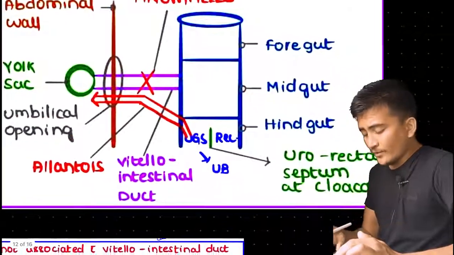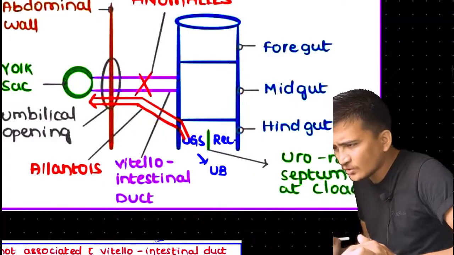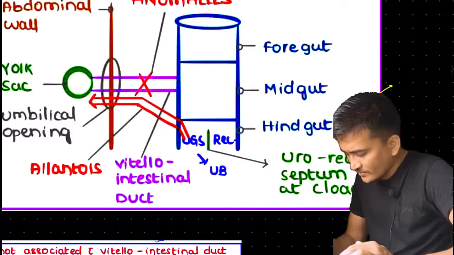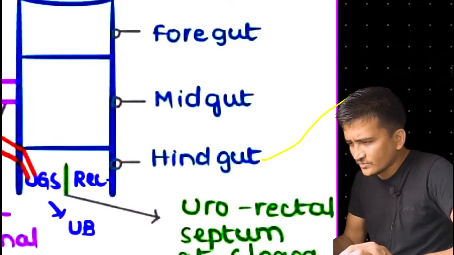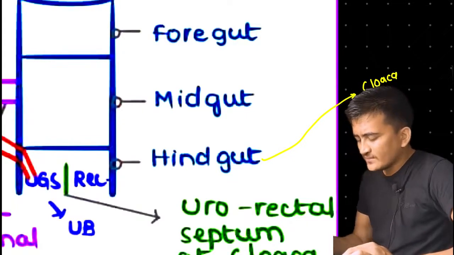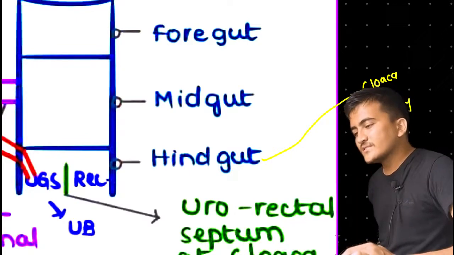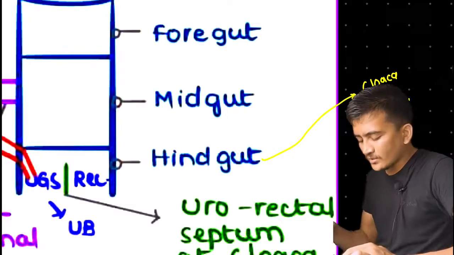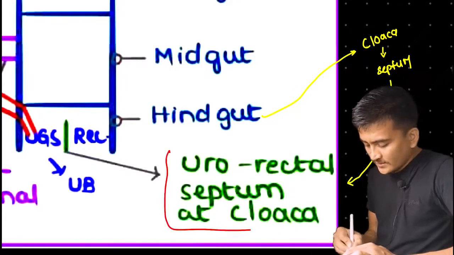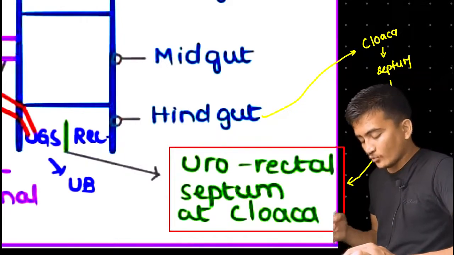Simple, right? One important thing that we need to keep in mind here is that this hindgut contains the cloaca. We haven't mentioned this earlier. This hindgut contains the cloaca. Now what this cloaca contains is a septum, right? What is this septum called? This septum is called the urorectal septum at the cloaca. Urorectal septum at the cloaca, right?